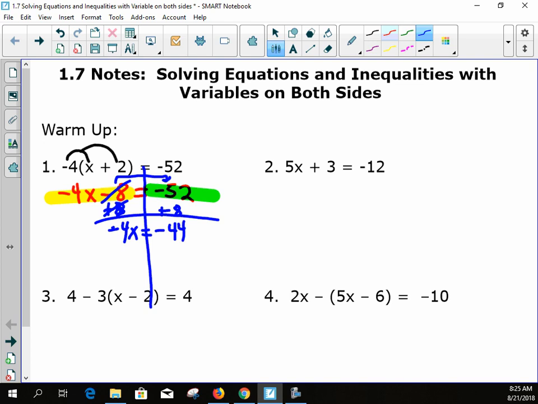So now I divide by, now all my numbers with letters are on one side. All of my numbers without letters are on the other side. So now I divide by the number next to my letter, which is negative 4. That goes on bottom. X equals positive 11. That's my answer.